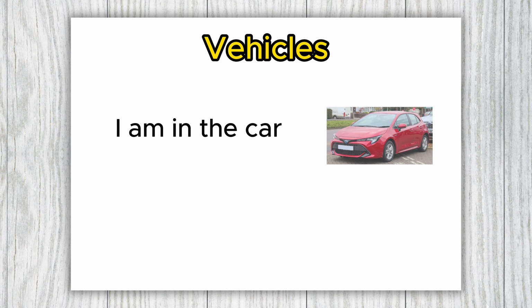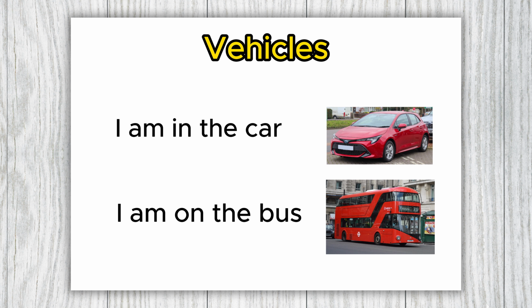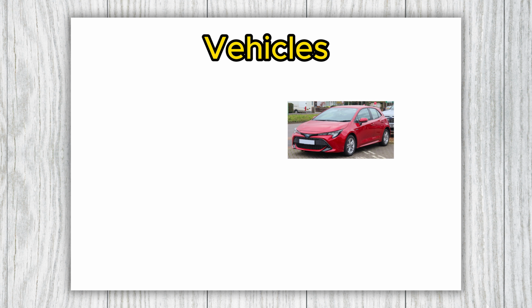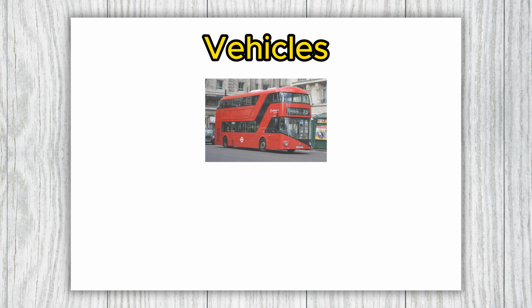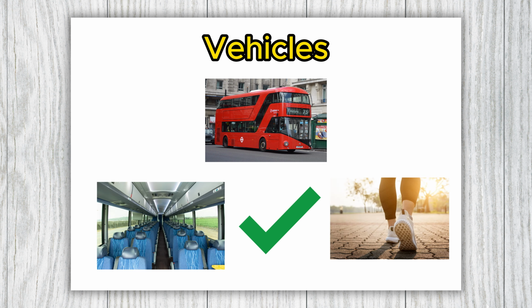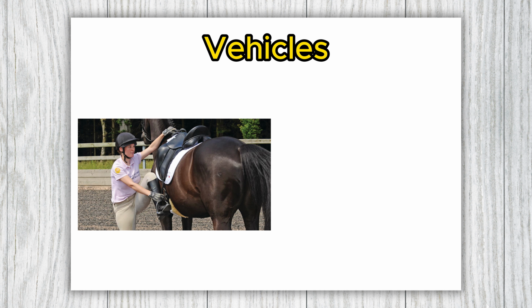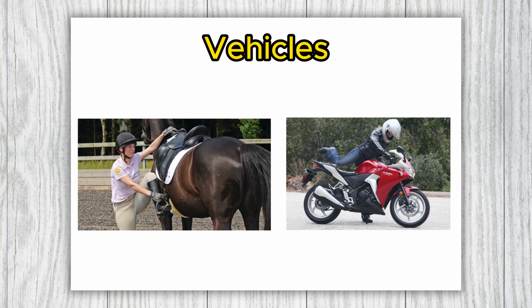When it comes to vehicles, it's kind of tricky because I'm in the car, but I'm on the bus. Let me explain. In is used for small vehicles in which you cannot walk to get to the seat. On the other hand, on is used for larger vehicles in which we can walk on the floor to reach the seat. We also get on the horse and motorcycle in order to ride them.